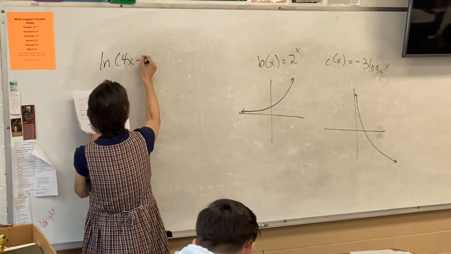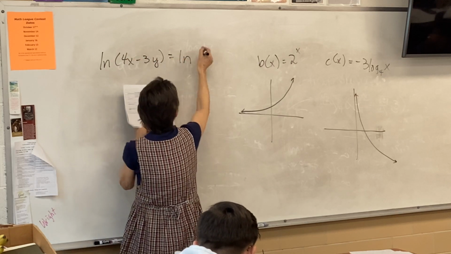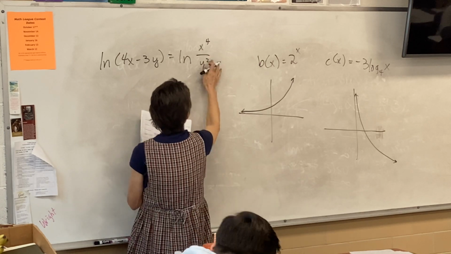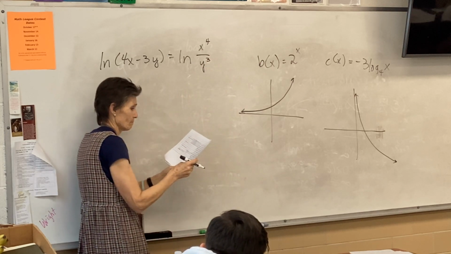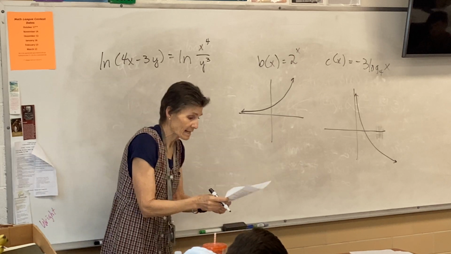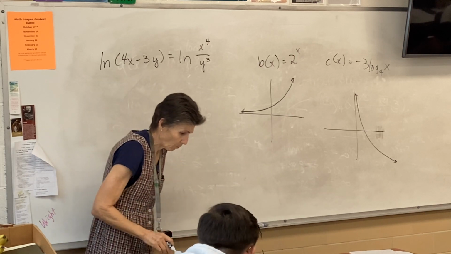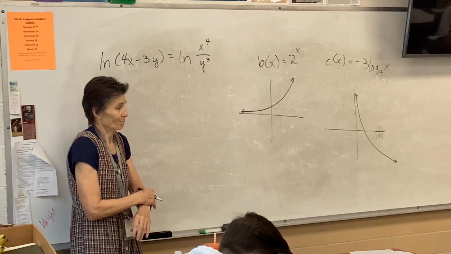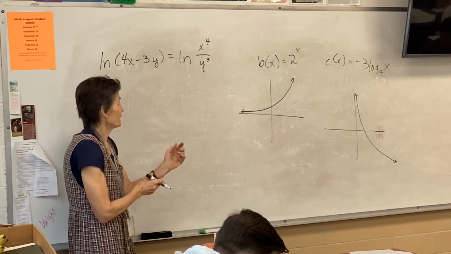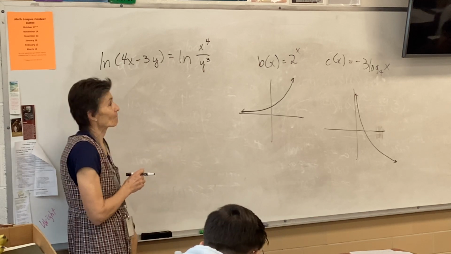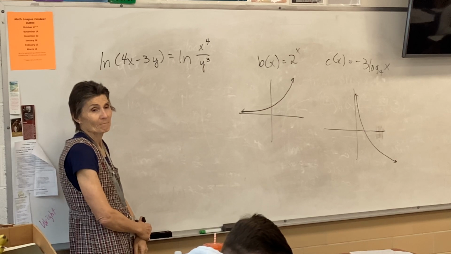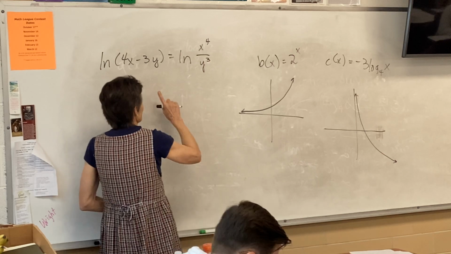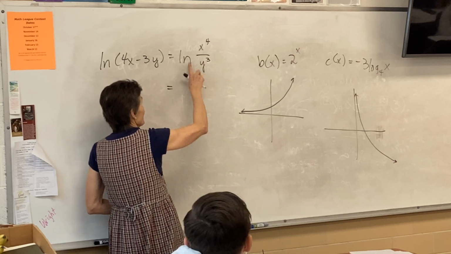ln of 4x minus 3y is ln x to the 4th over y cubed. Is that true? Why or why not? What do you think? Why not, Riley? Because the 4 and 3, they're not exponents. Yes, you're right. It might be easier if we took this apart.